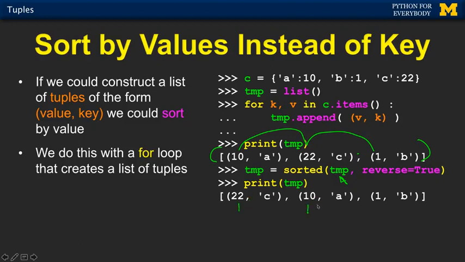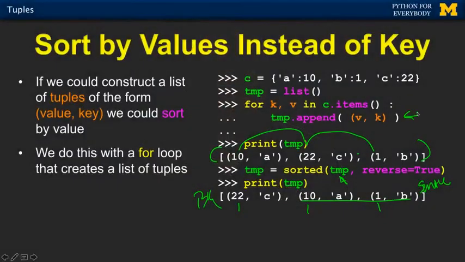So it's now 22, 10, 1. It's from big value to small. Okay, so that's how you get sorted by value instead of by key. We have to make a temporary list. So temp is a list because we have to append to it, but each of the things in the list is a tuple. So we end up with a list of tuple, tuple, tuple. Okay, so this again is data structures. We're trying to create shapes of data that help us solve our problem.